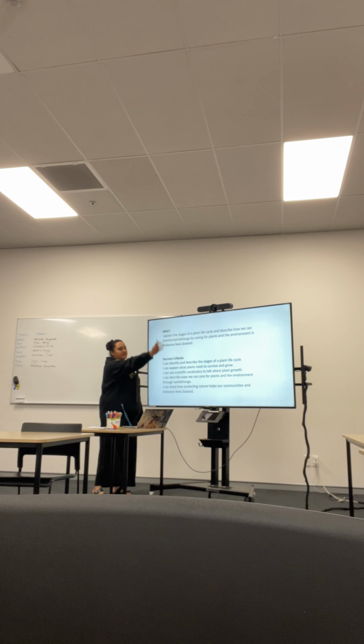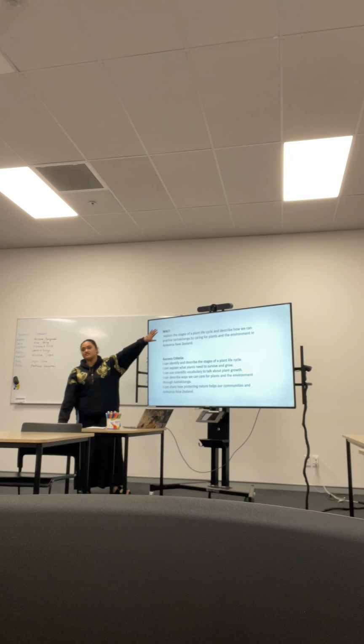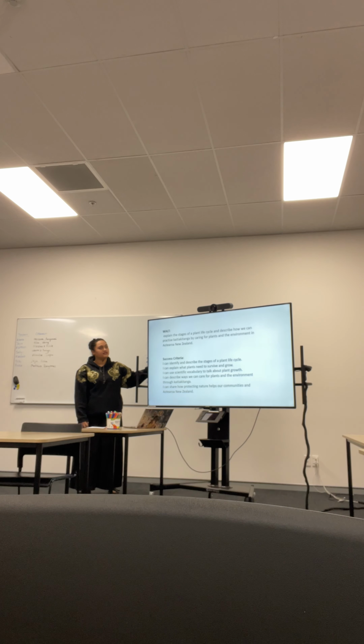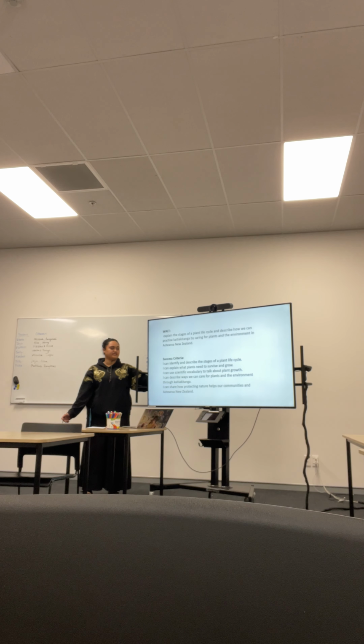So we have our WALT here and our success criteria. Can I get everyone to read out the WALT together? 3, 2, 1. Explain the stages of a plant's life cycle and describe how we can practice kaitiakitanga by caring for plants and the environment in Aotearoa, New Zealand.